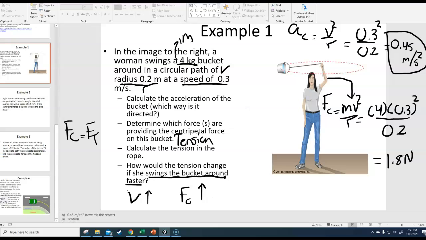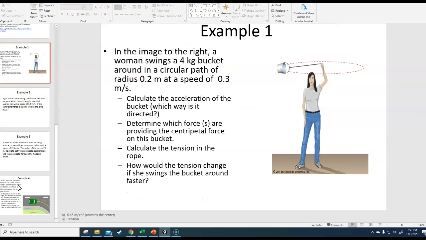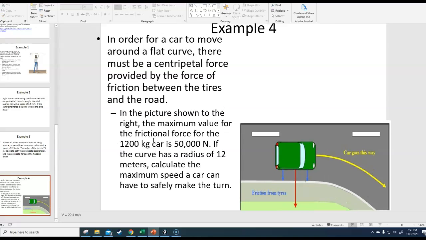Alright, so I'm going to erase this in just a second, so pause it here if you need to look at that some more. Okay, just to do 1 or 2 more examples, let's take a look at example 4 really quickly.